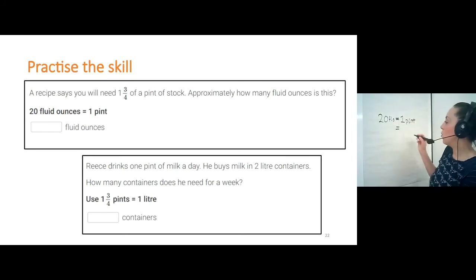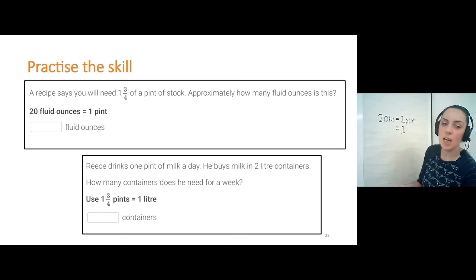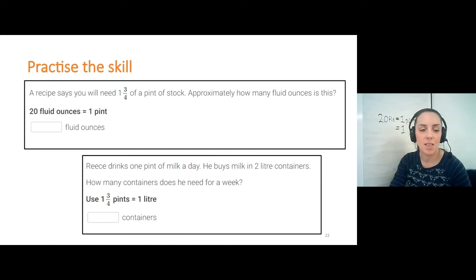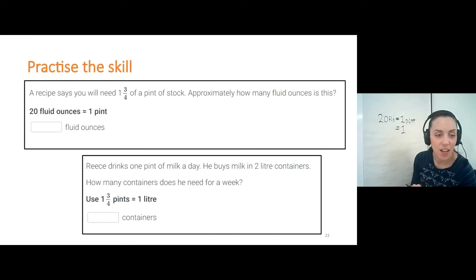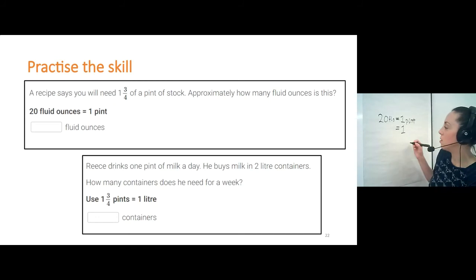We have 1 3/4 pints. So can anybody tell me what 3/4 is as a decimal? Chloe? Perfect. Yeah, 3/4 as a decimal is 0.75, and Chloe rightly pointed out that 1 3/4 would be 1.75. Well done, Chloe. Well done, everybody else as well.